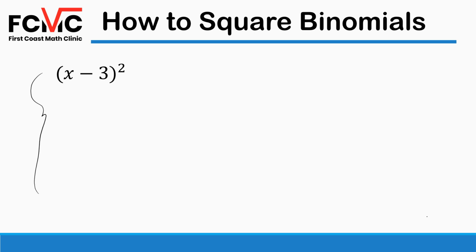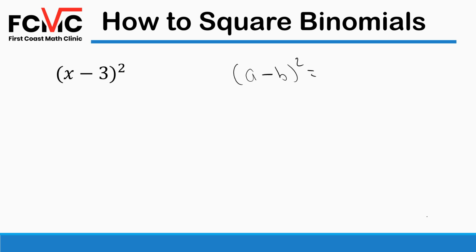So let's start with this first example. We've got x minus 3 squared. Let's go through a generalized formula that we can use to square these binomials. Let's say instead of x minus 3 squared, we've got a minus b squared. We're going to come up with a general rule that we can use whenever we have a binomial with a minus sign squared.